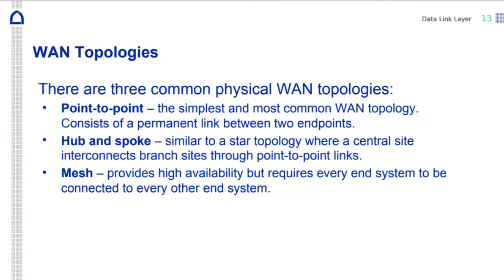Then we have hub and spoke. This is similar to a star topology where a central site interconnects branch sites through point-to-point links. Hub and spoke is like there is one central site and there are spokes coming out. You know the spoke? Then we have the mesh. Mesh is the most expensive but most redundant. Here you have high availability, but it requires every end system to be connected to every other end system. And everyone is connected to each other like a mesh.